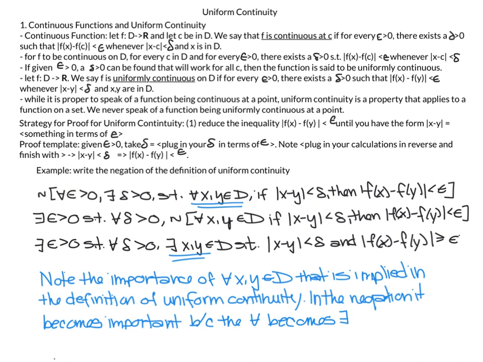And now this is really important. When you talked about uniform continuity, you had to prove something for all x and y. And by the time you want to prove something is not uniformly continuous, you only have to find an x and a y. You don't prove it for all. In fact, just one example will do. And again, that's because when you negate, the for alls become there exists, and the there exists becomes for all.